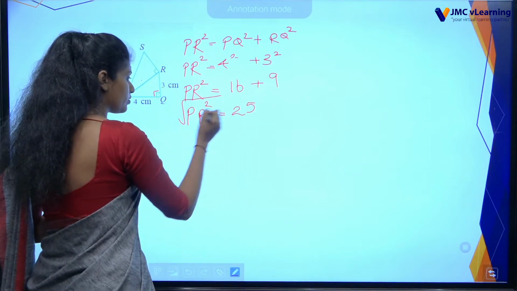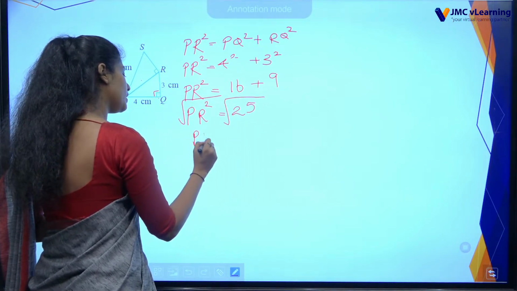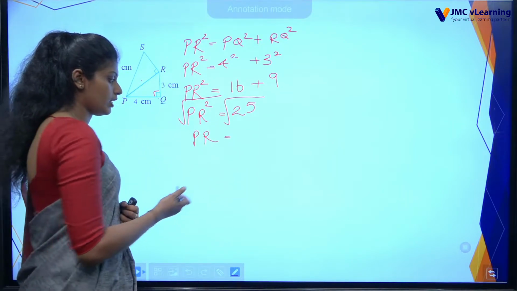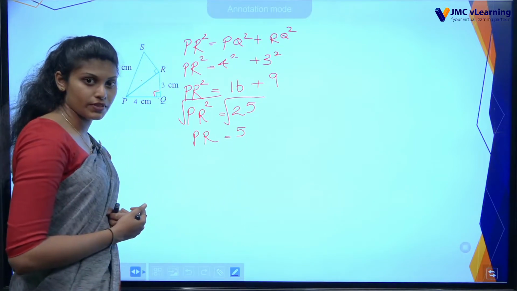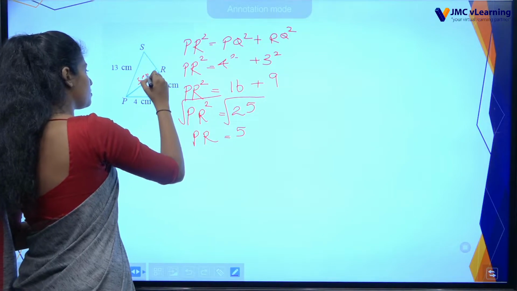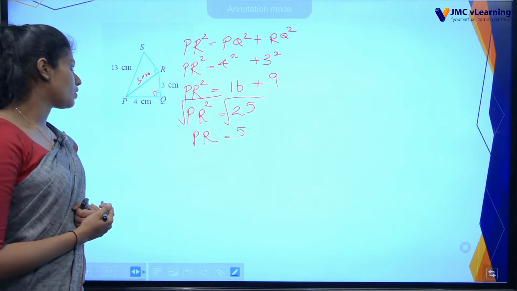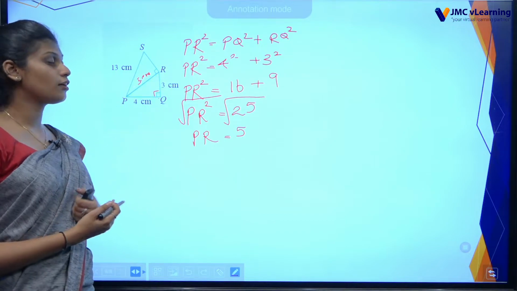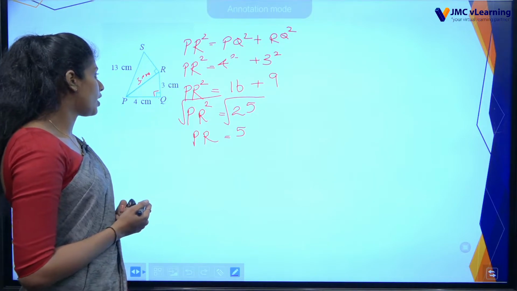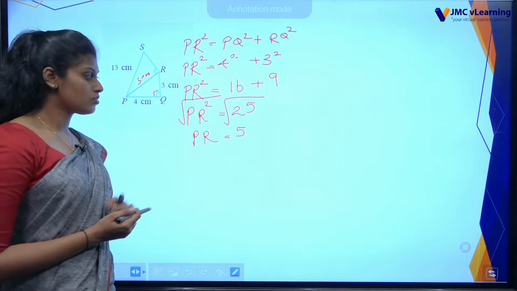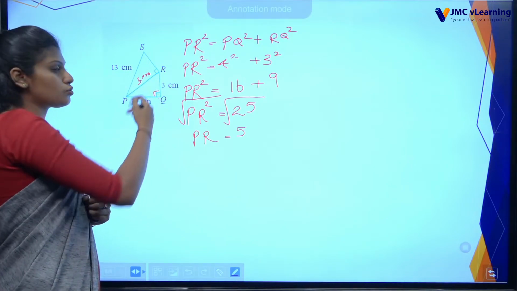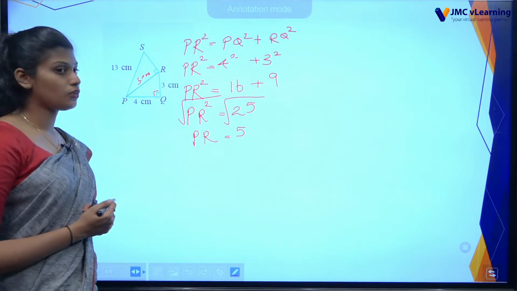Let's take the square root. So PR is equal, what is the square root of 25? It is 5. Why is that? 5 into 5, 25. So this length is 5 centimeter. It's not enough. Why? You have to find the length of SR. Here SR length we can't find without finding the PR. So that's why we have found the PR length. So using these two values, let's find the length of SR.